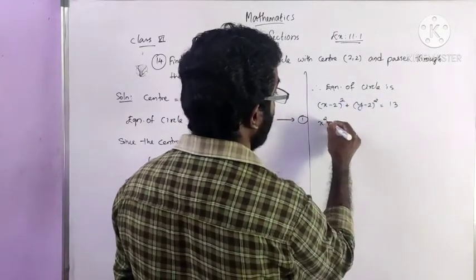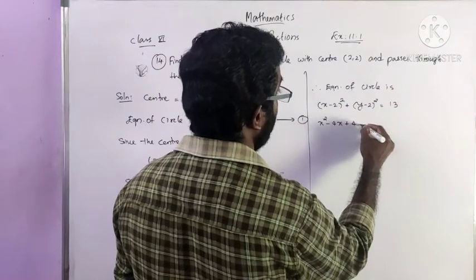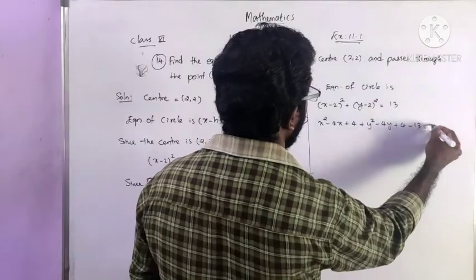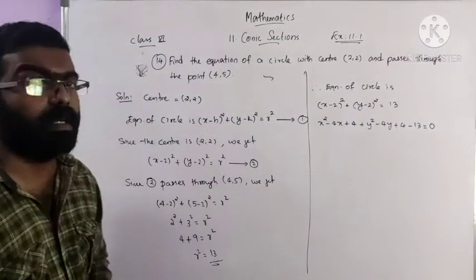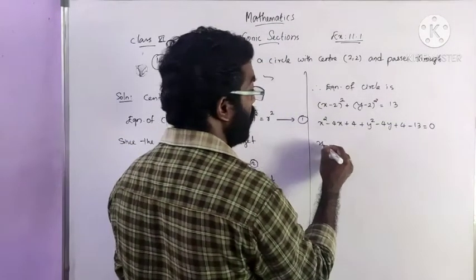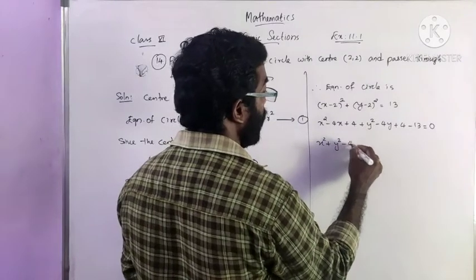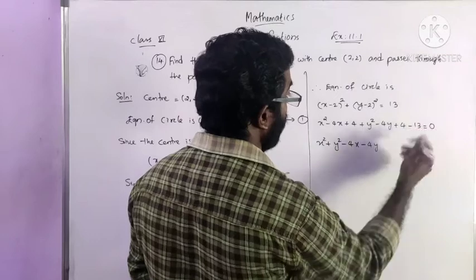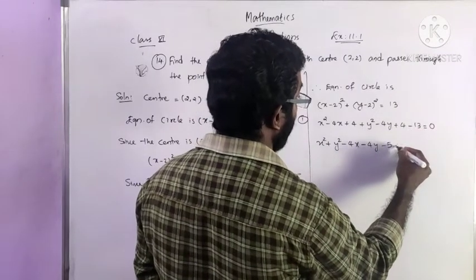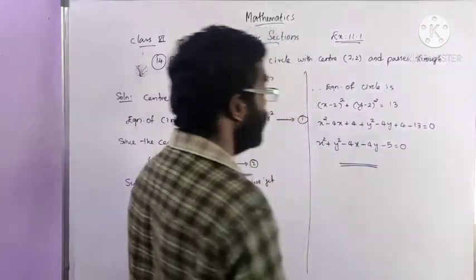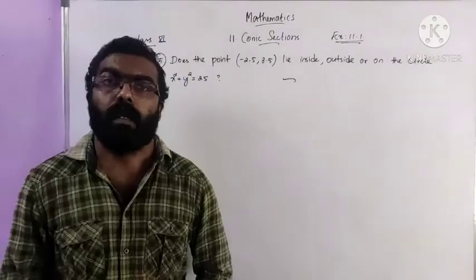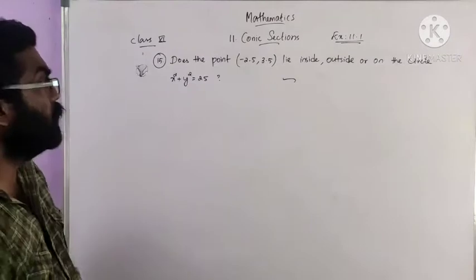We can expand x square minus 4x plus 4. Here y square minus 4y plus 4 minus 13 equal to 0. And on rearranging we get x square plus y square minus 4x minus 4y. 4 plus 4 is 8. 8 minus 13, that is minus 5, which is equal to 0. This is the required equation. Clear? Now we move on to the last question in this exercise.